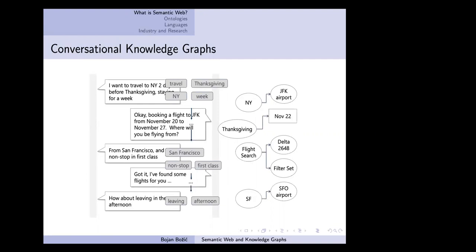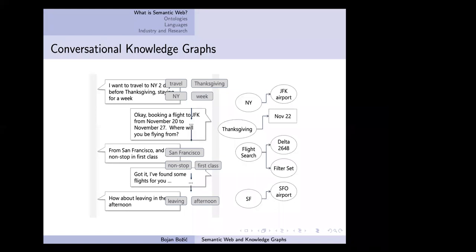So let's say you want to do something like traveling to a specific location on a specific date, and you don't really want to deal with the specifics, right? So let's say you want to travel to New York 2 days before Thanksgiving, so you want to spend Thanksgiving in New York. You want to stay for a week. So we just say that you want to do that.